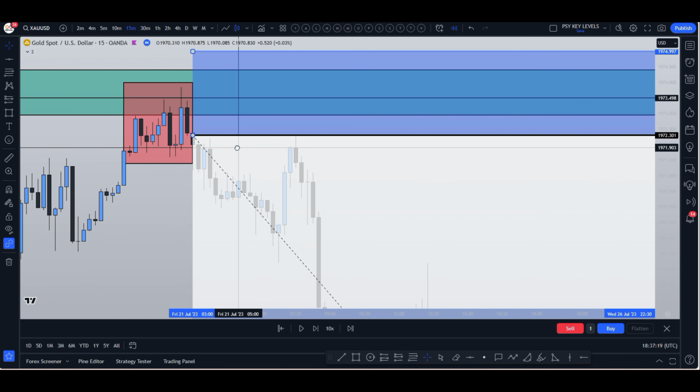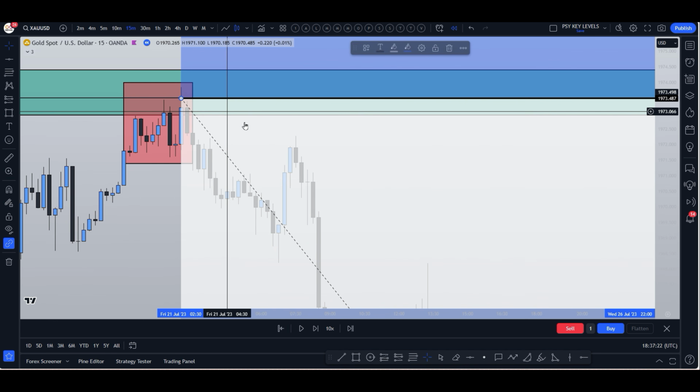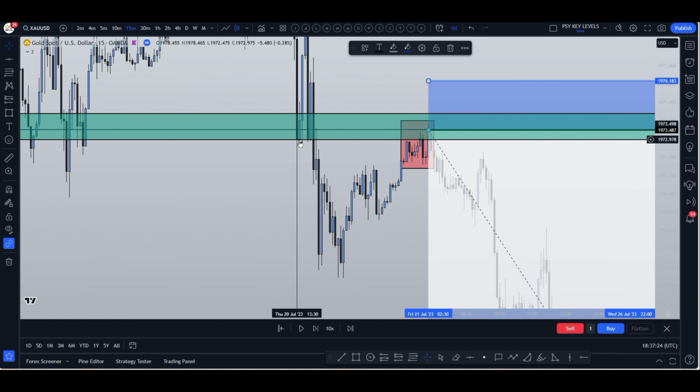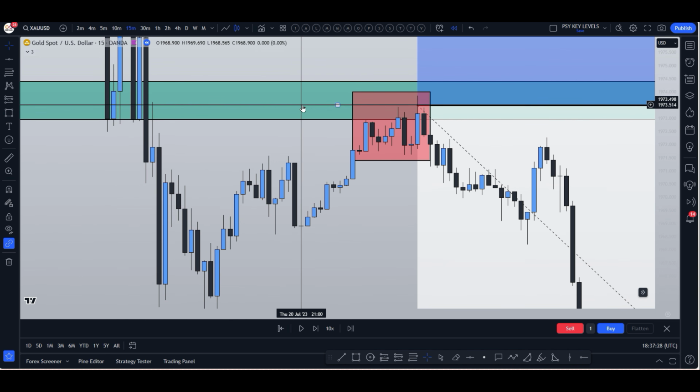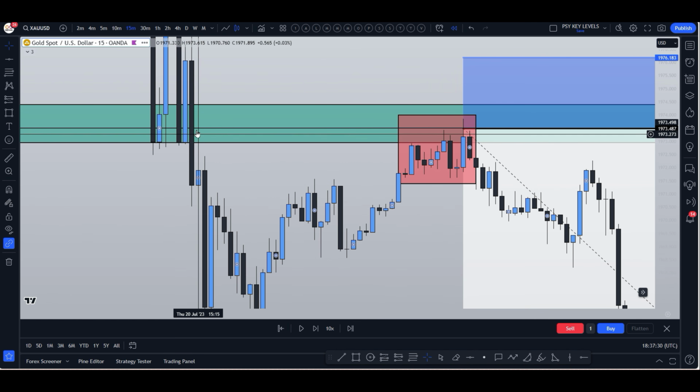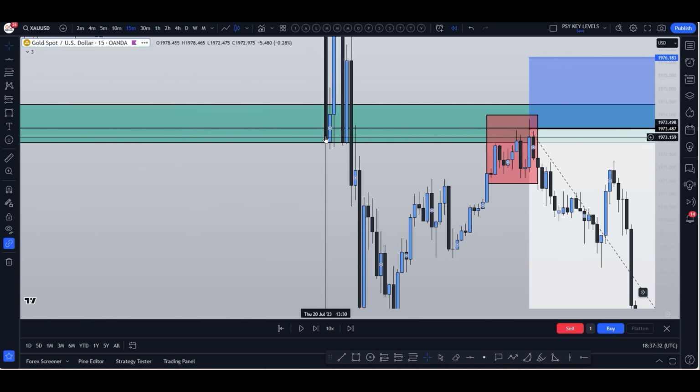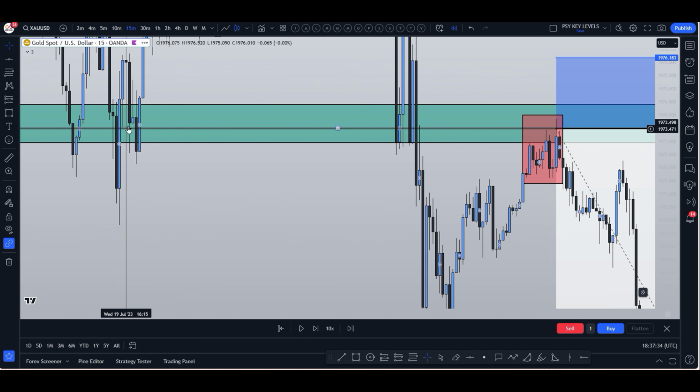So you could have even taken the trade from here, but me personally I would have taken it from here just because of the previous. I mean, look at this guys, I've drawn the key level, and look, this wick here perfectly touches this. Price mostly closes above this. Look at this price here.